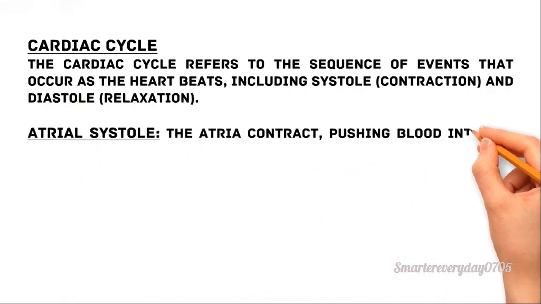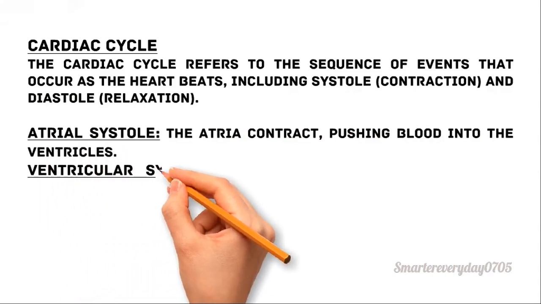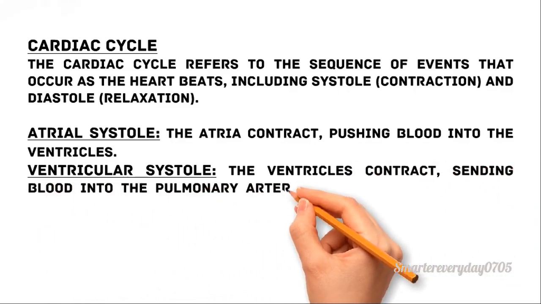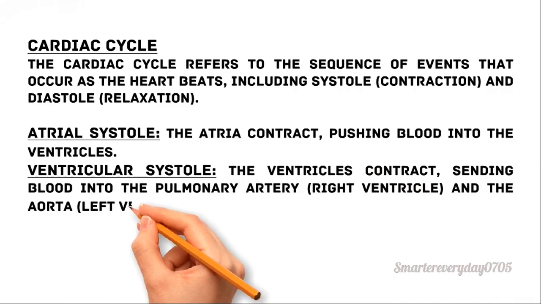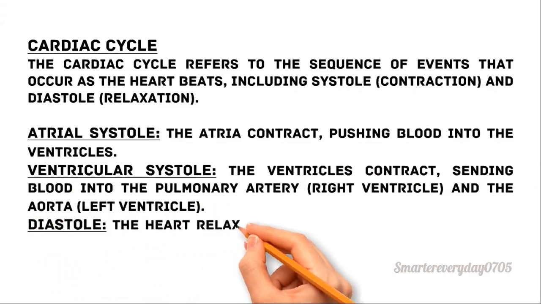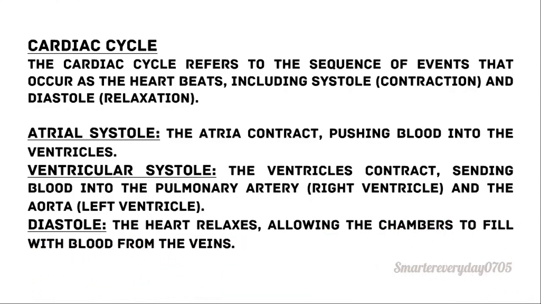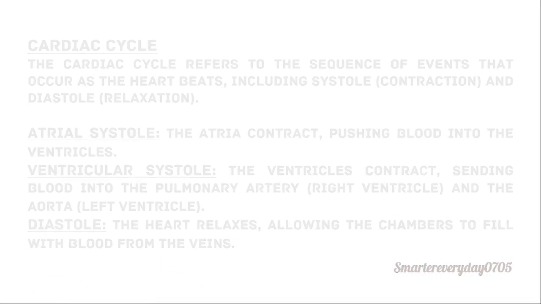Atrial systole. The atria contract, pushing blood into the ventricles. Ventricular systole. The ventricles contract, sending blood into the pulmonary artery and the aorta. Diastole. The heart relaxes, allowing the chambers to fill with blood from the veins.